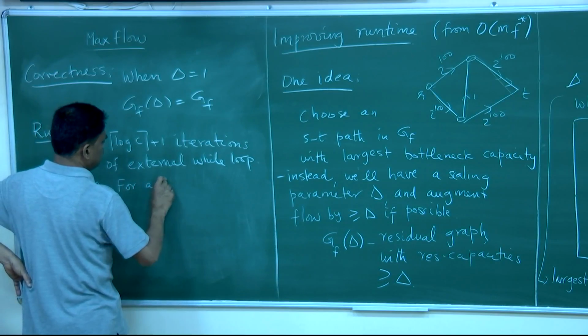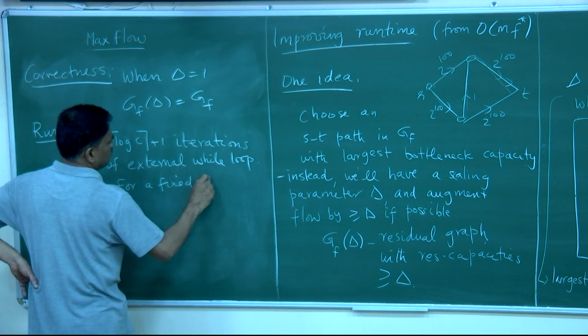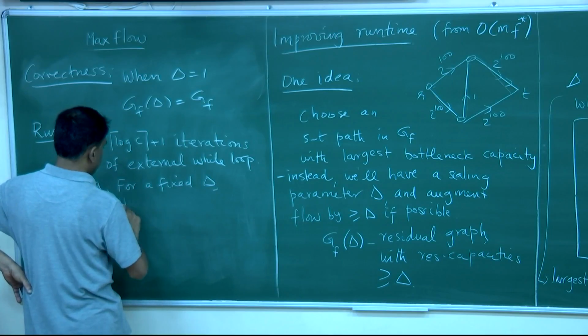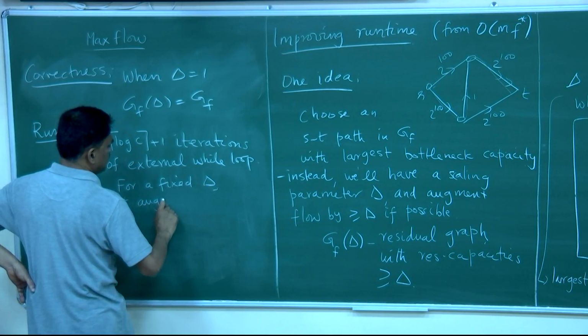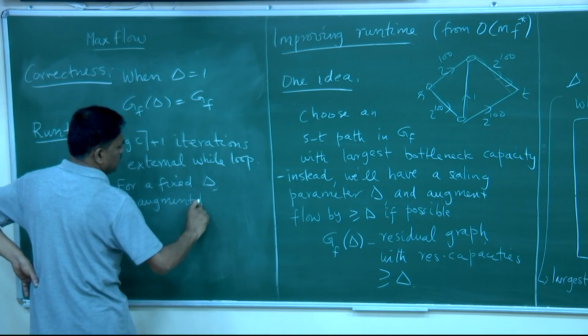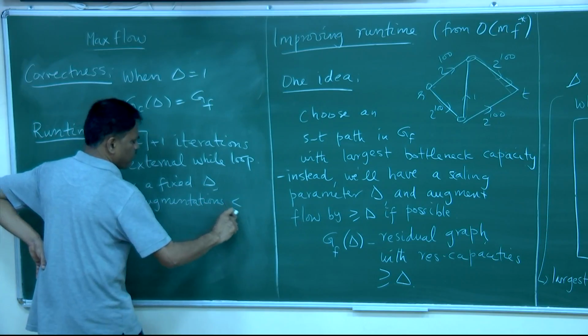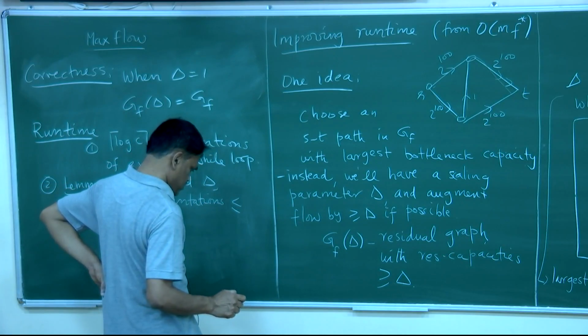For a fixed delta, the number of augmentations is at most 2m.